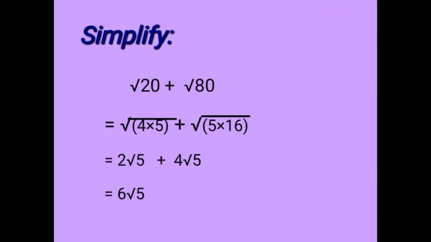Square root of 20 plus square root of 80. Square root of 20 equals 2 square root 5, and simplifying square root of 80 gives us 4 square root 5. You can add the two surds together, so 2 square root 5 plus 4 square root 5 equals 6 square root 5.